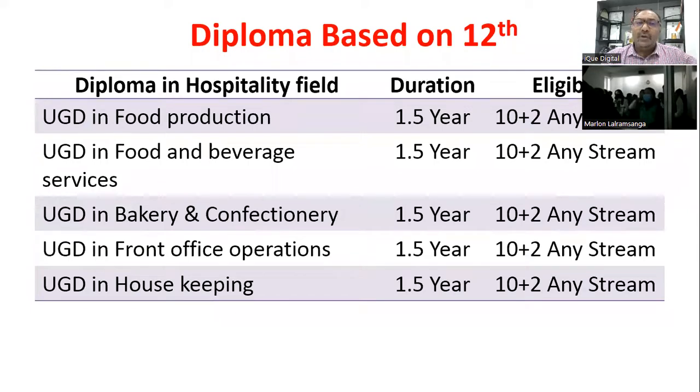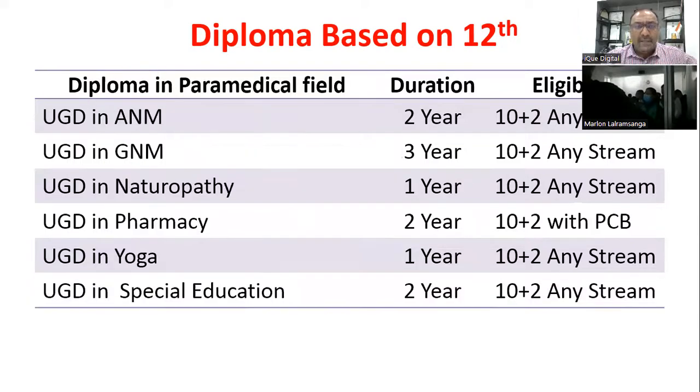You can also do a diploma program in hospitality area, where you can specialize in food production, food and beverages service, bakery, confectionery, front office operations, housekeeping. In the paramedical field you can get into, where you can become auxiliary nursing midwifery, general nursing midwifery, naturopathy, pharmacy, yoga, or special education.